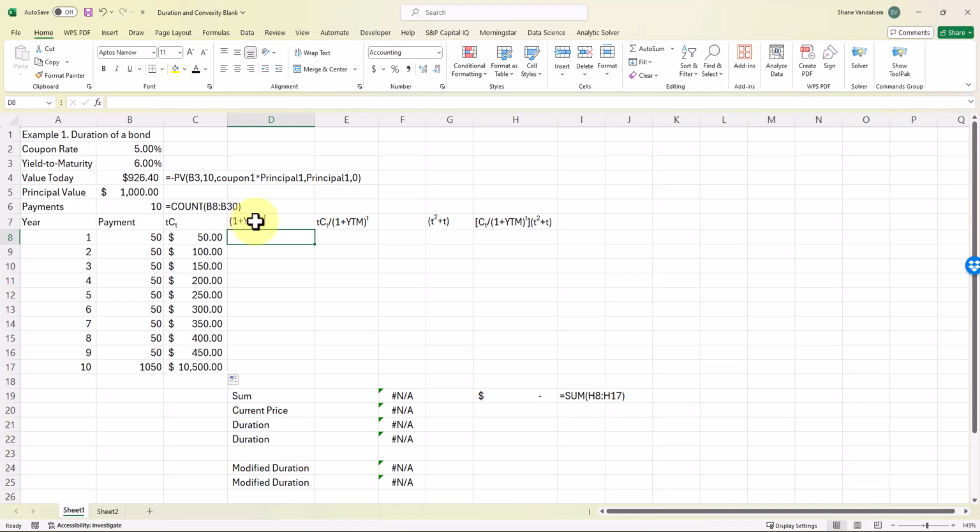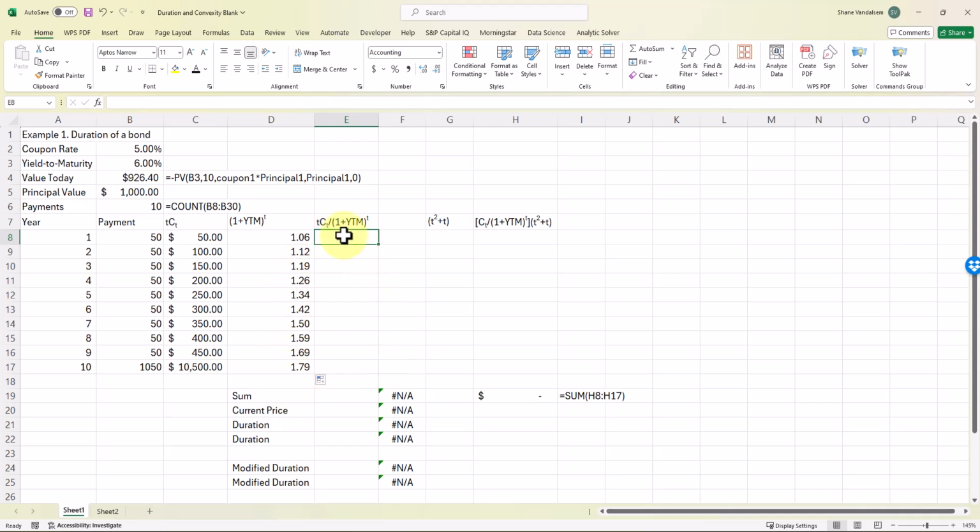And then in our next column, we're going to find the value of 1 plus the yield to maturity raised to the value of T. So I'm going to put in here equals 1 plus my yield to maturity, which is the value in cell B3. And I want to lock that in place. And I'm going to put in raised to the power of T. And what this says is it discounts that cash flow back to today. I'm going to pull that down. And that's actually what we're going to do in this last cell. So this is our discount factor.